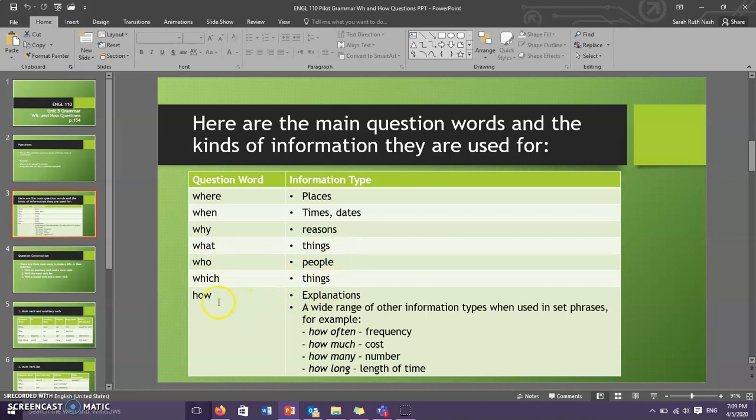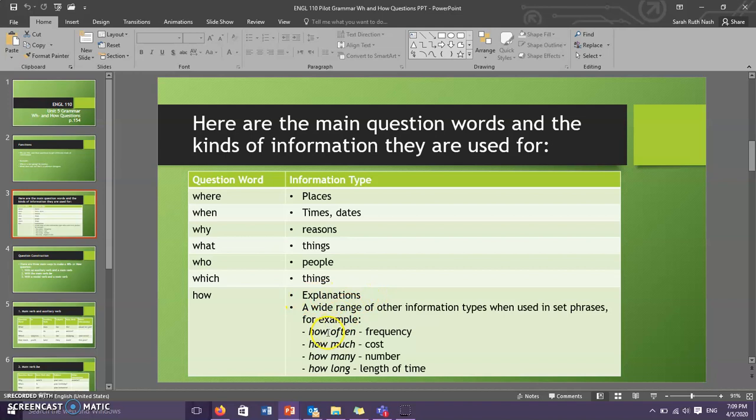And then how, we can use how in lots of different ways. So we can use how as like an explanation. You know, if you say like, make me a cup of coffee, and you might say how. Like, I don't know how to make coffee. How do I make coffee? So that would be an explanation, explaining something.